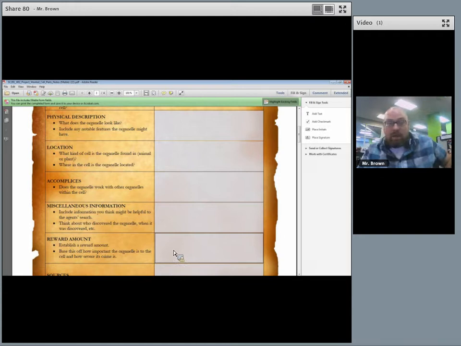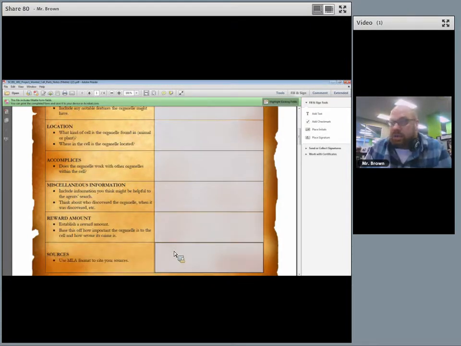Establish a reward amount. It's got to be money, like $50,000, $1 million, whatever you think is appropriate. And a source. So if you go to www.cellsalive.com, if you use that source, make sure you cite it. If you don't know how to properly cite, don't just list that.